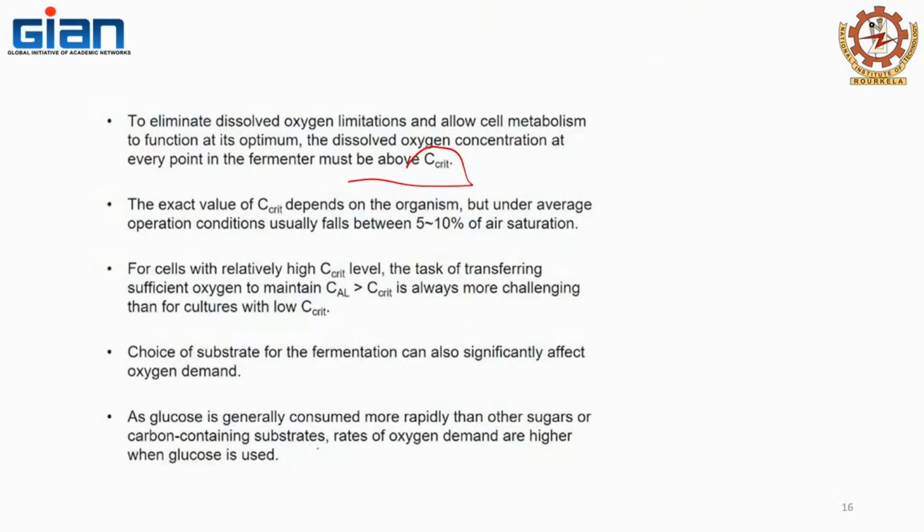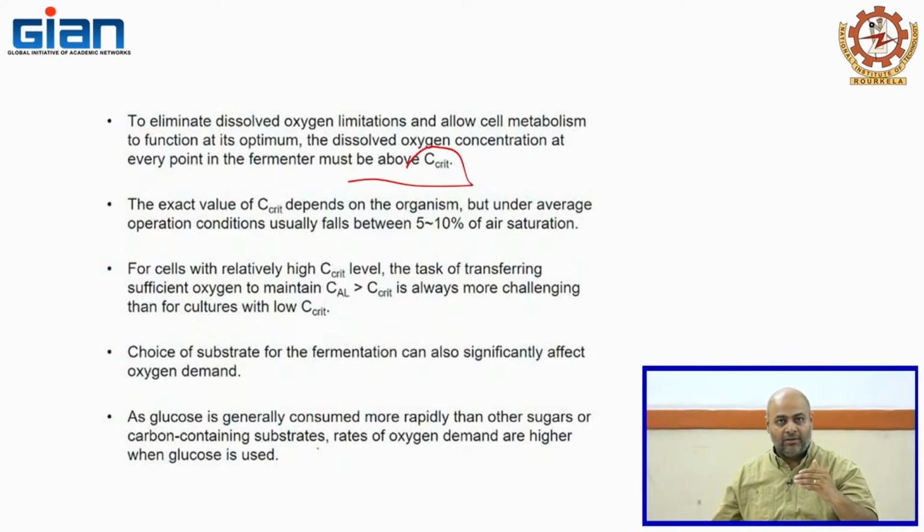Improve your productivity with the least amount of resources. Oxygen is not a cheap substrate that is added to your fermentation system. So you have to be very careful in estimating the C critical. For cells with relatively high C critical level, the task of transferring sufficient oxygen to maintain the concentration on the liquid side, the CAL, greater than the C critical.